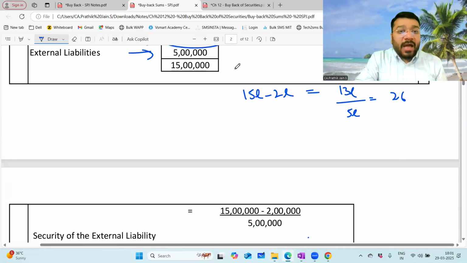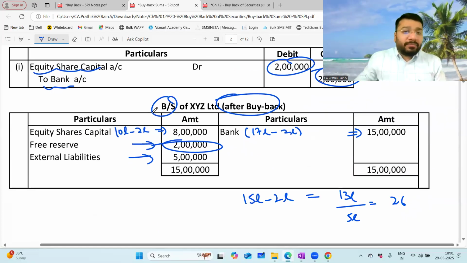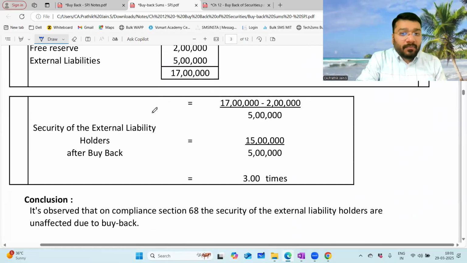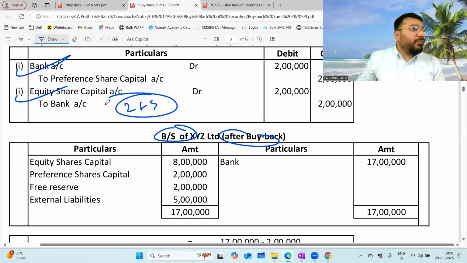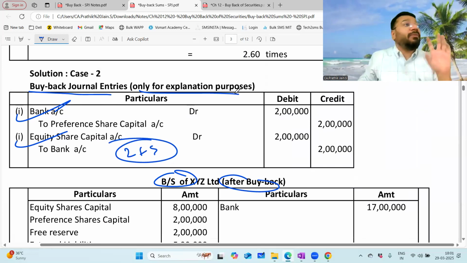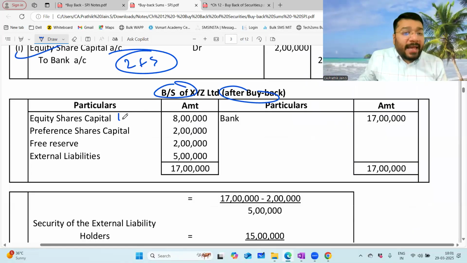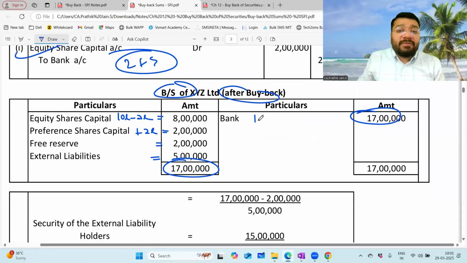One second. Now if I have to prepare the revised balance sheet after buyback, this is the balance sheet after buyback. These are the 2 entries. The second and third entry I passed combined here for explanation purposes only, because I've mentioned the heading very clearly: the buyback journal entry only for explanation purposes. So capital from 10 lakh, 2 lakh gone, balance is how much? 8 lakh. And a fresh 2 lakh of preference share capital came into the picture. This has no change, 17 lakh, and bank balance also 17 lakh plus 2 lakh minus 2 lakh, same 17 lakh.